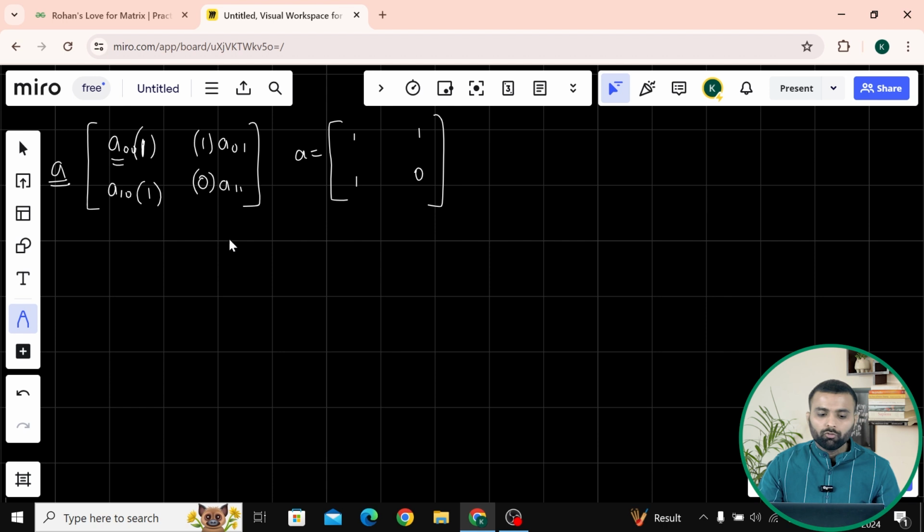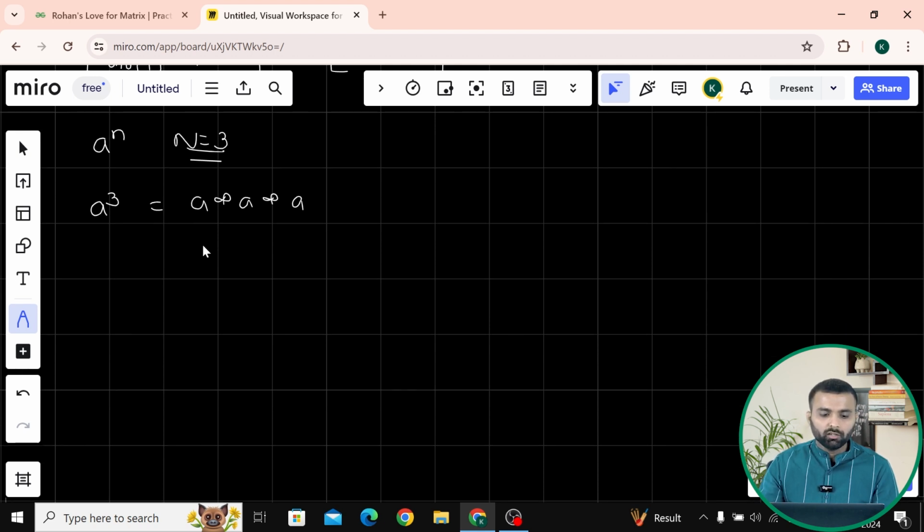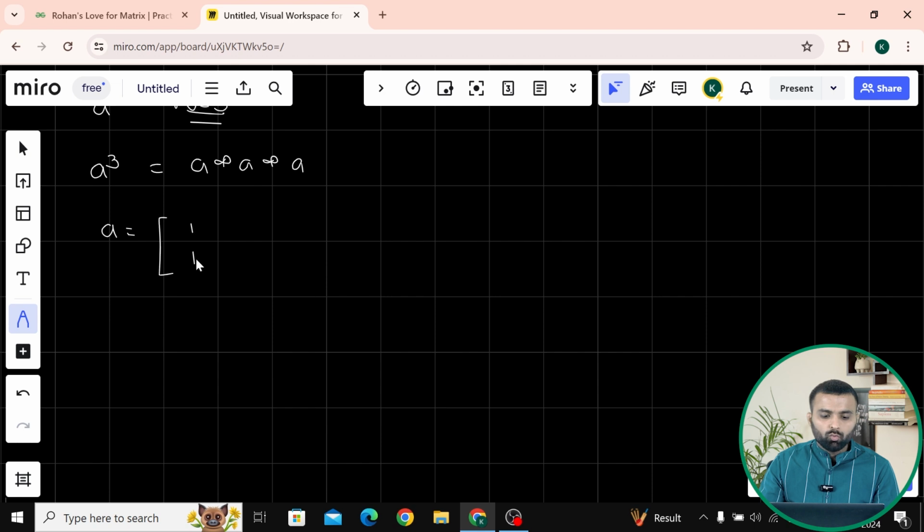Now we have to calculate A to the power n, where n given here is 3. So it means A to the power 3, simple, right? Now we have to multiply it 3 times, the A matrix. So it should look like this: A into A. Let's first multiply this. The original matrix A is 1 1 1 0. Now to calculate A to the power 3, let's first calculate A to the power 2.